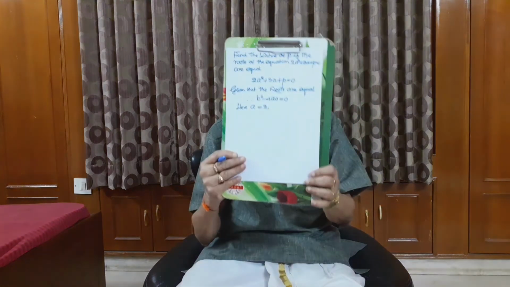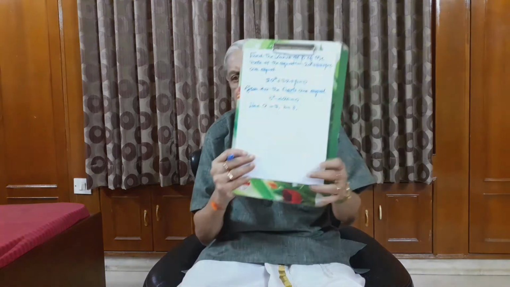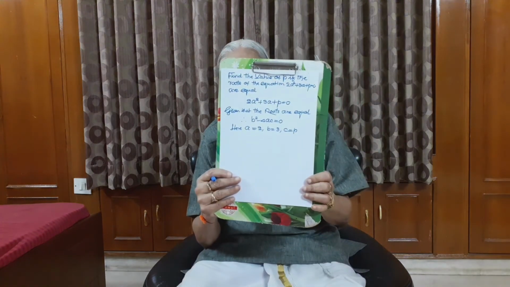What is b here? We have to analyze. Here, a is equal to what? 2. You can see 2a squared, so instead of a, it is 2. What is the value of b? b is 3, the second one, 3a. What is the value of b? That is 3. What is c? c is equal to P. Correct? Substitute now. b squared means 3 squared, minus 4ac, 4 into 2 into P equals 0.